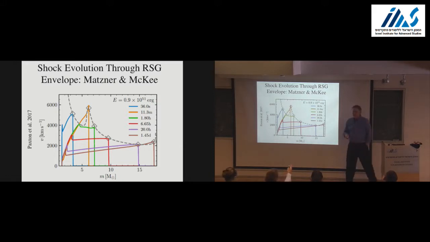So the envelope is beyond 15 solar masses? No, this is the envelope here. This is the surface of the star right here. So it starts to accelerate beyond 10. Yeah, right, it's right here. It's the surface.